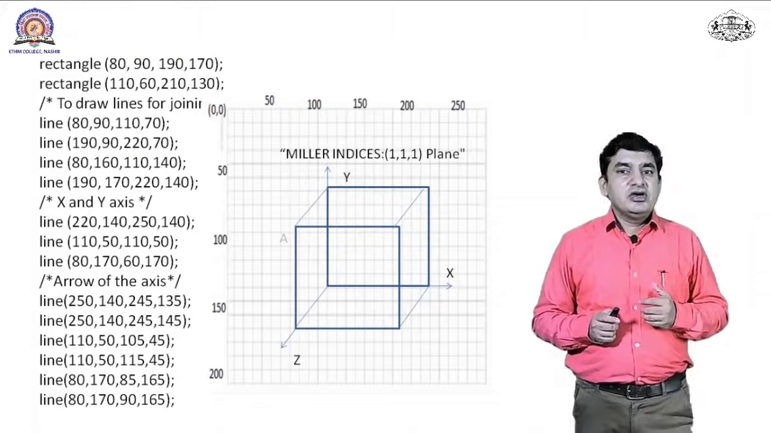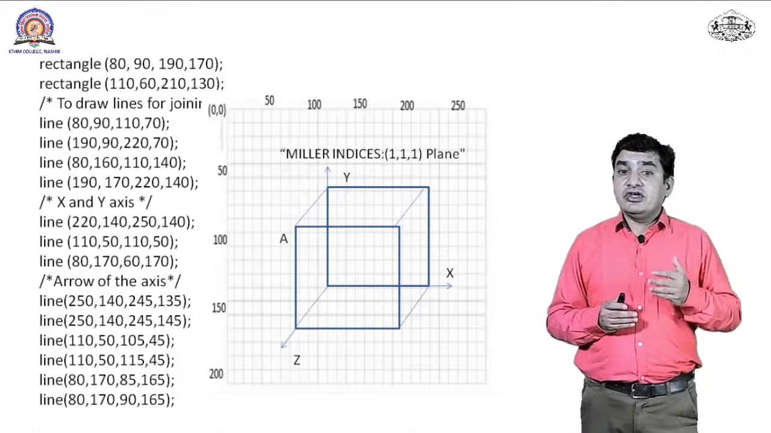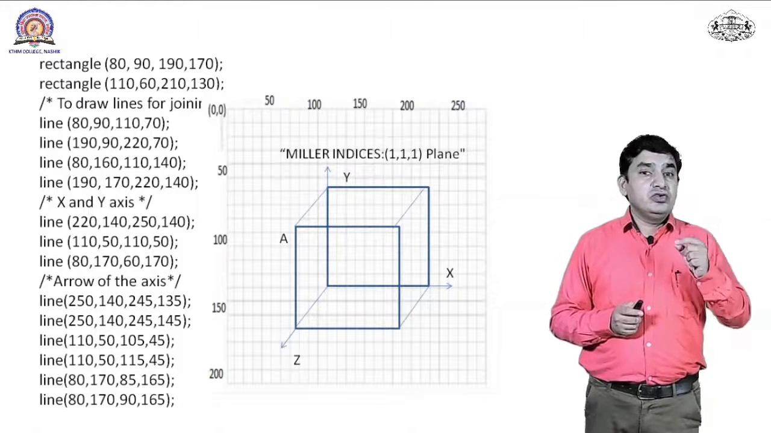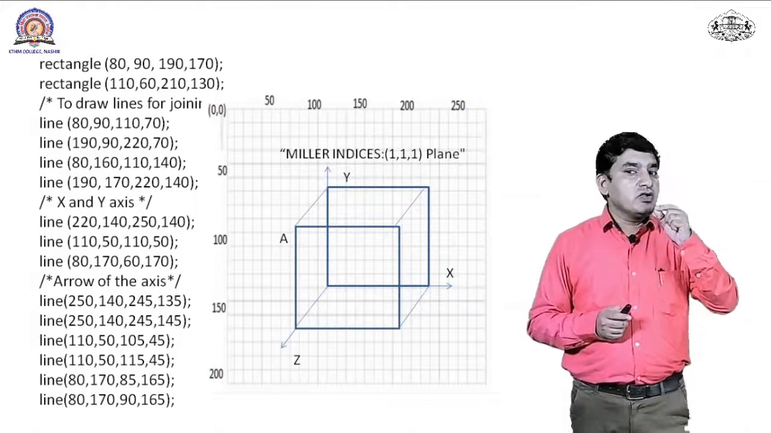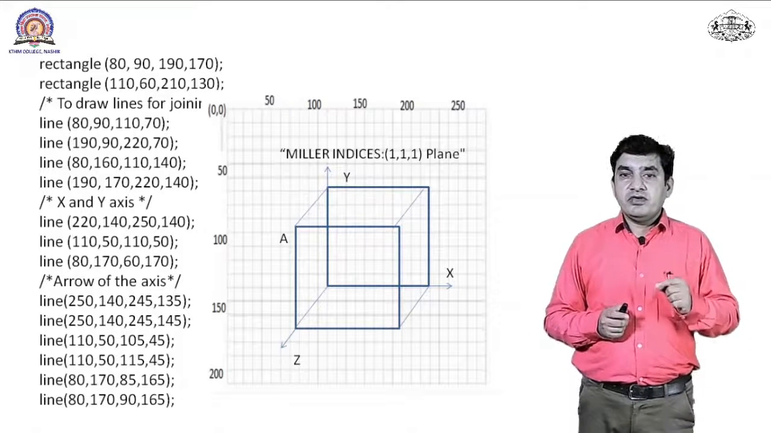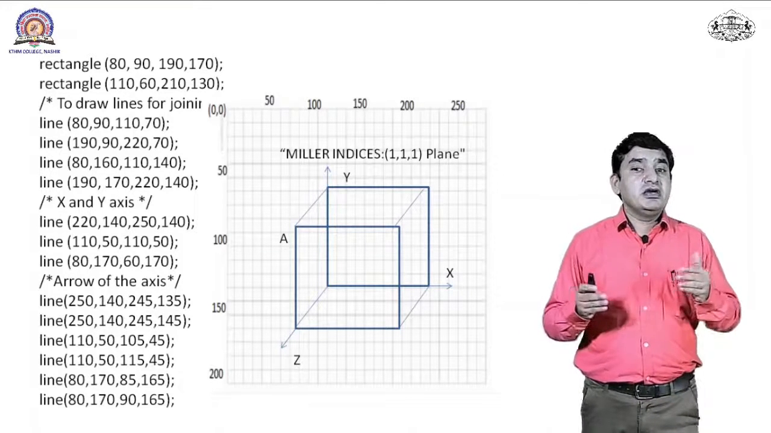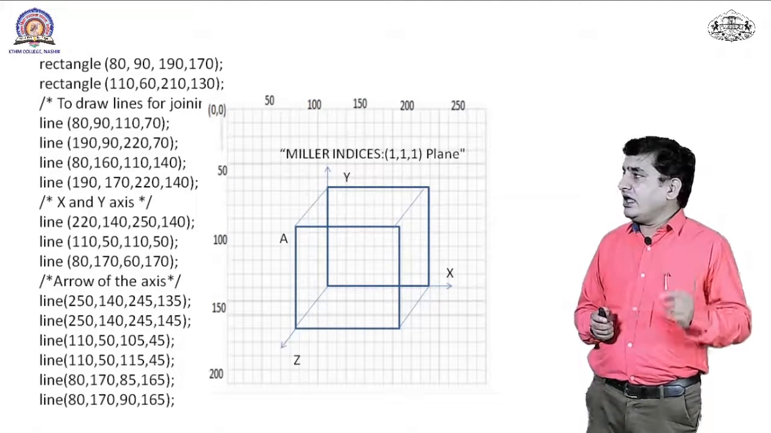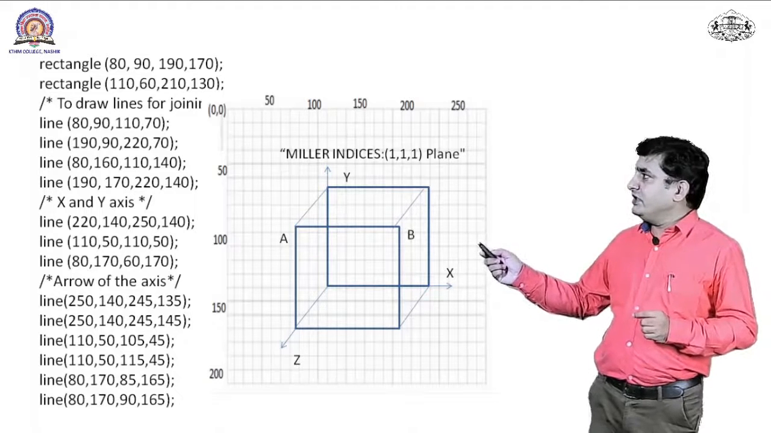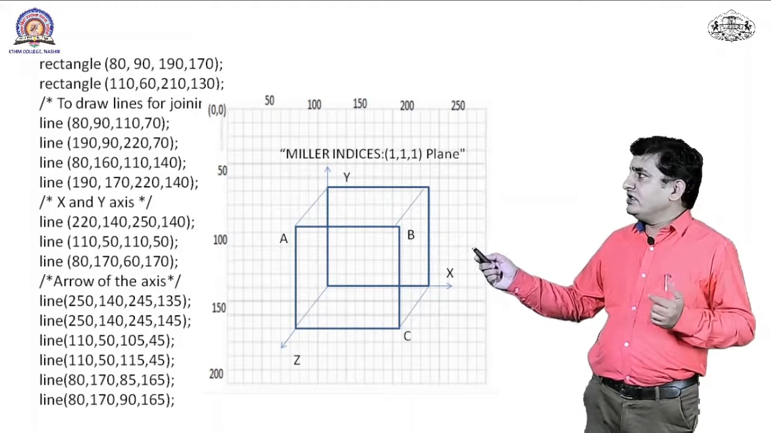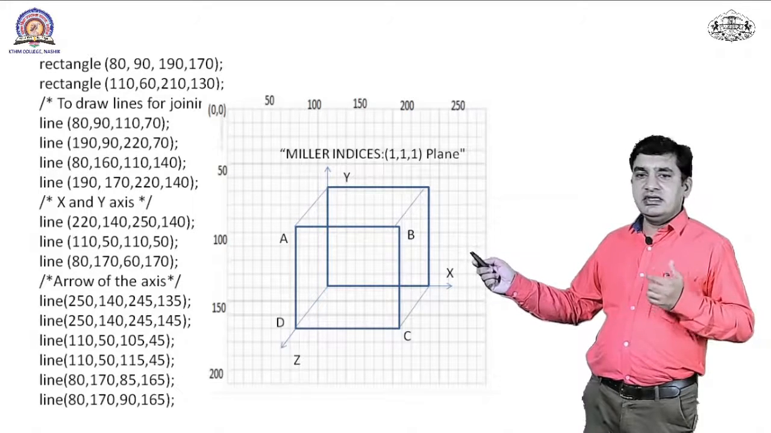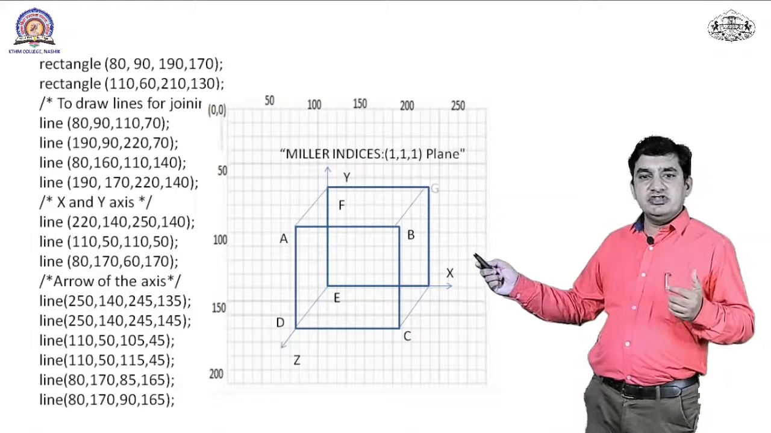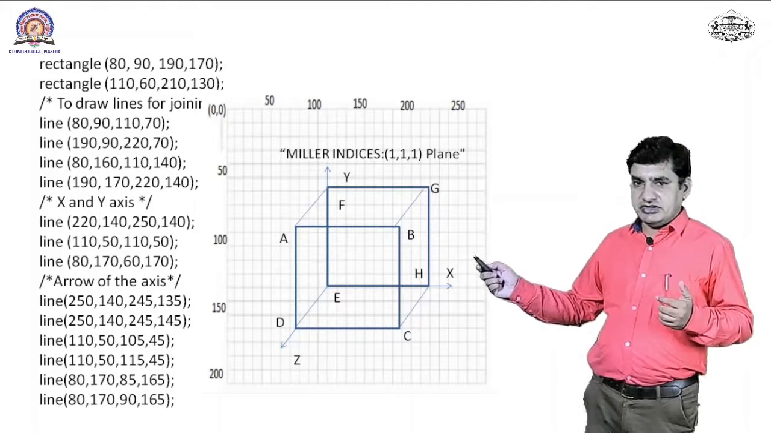Now, we have to give a point label to each corner of the simple cube or cubic structure. First is A, second B, third C, then D, then E, F, G, then H.